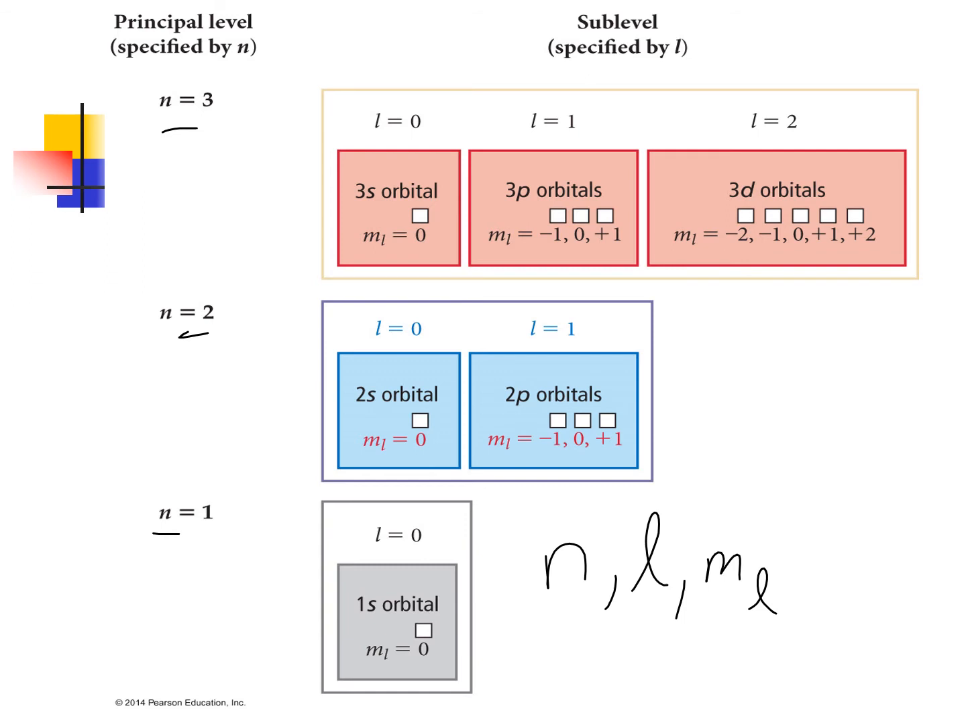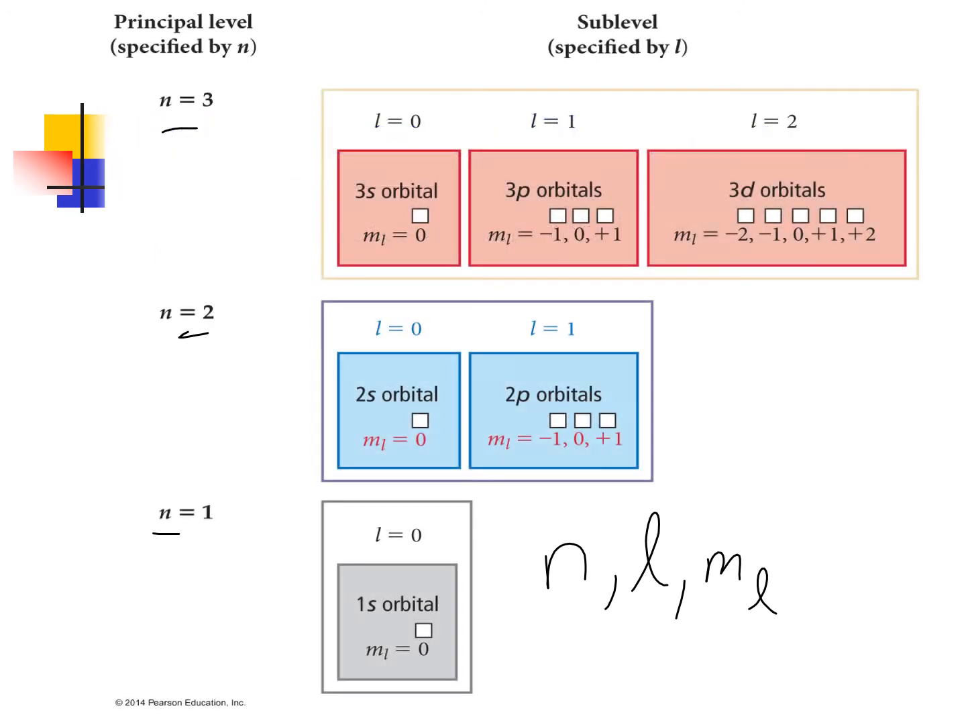Now, this idea of valid or invalid quantum numbers is a thing, but that is beyond the scope of AP Chemistry. It was removed from the curriculum a couple years ago. You don't have to worry about it, but I just want to point that out. And when we talk orbitals, again, that's really where electrons are. Okay.